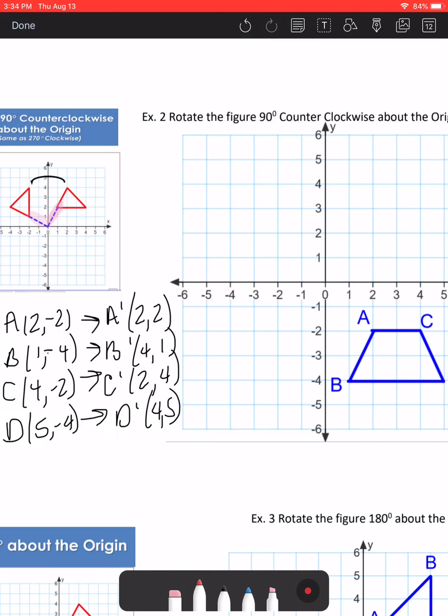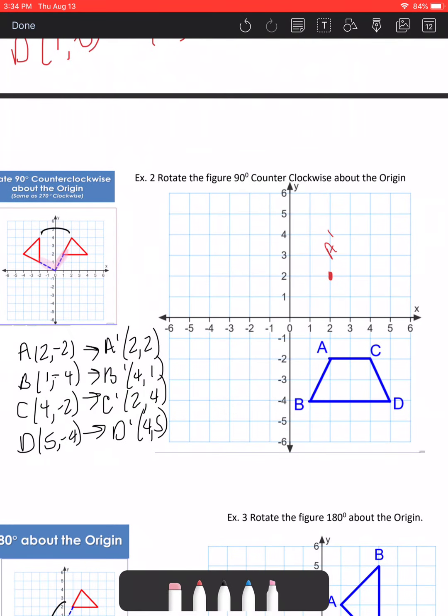All right, that being said, I'm going to use my red and go ahead and plot these points. So the point (2, 2) is right here. That's A prime. I'm going to need to give myself a little bit more space here. My image point B prime is located at (4, 1). My image point C prime is located at (2, 4). And my image point D prime is located at (4, 5). And there you have it. I have my figure rotated 90 degrees counterclockwise about the origin.